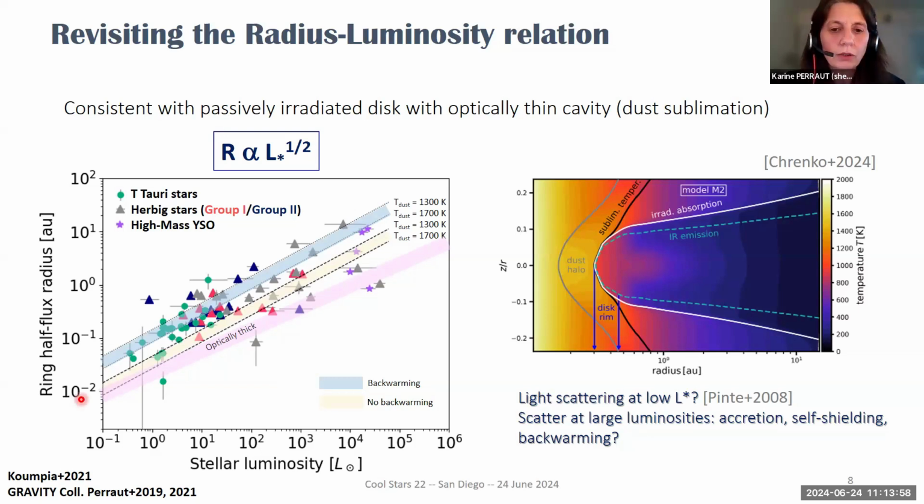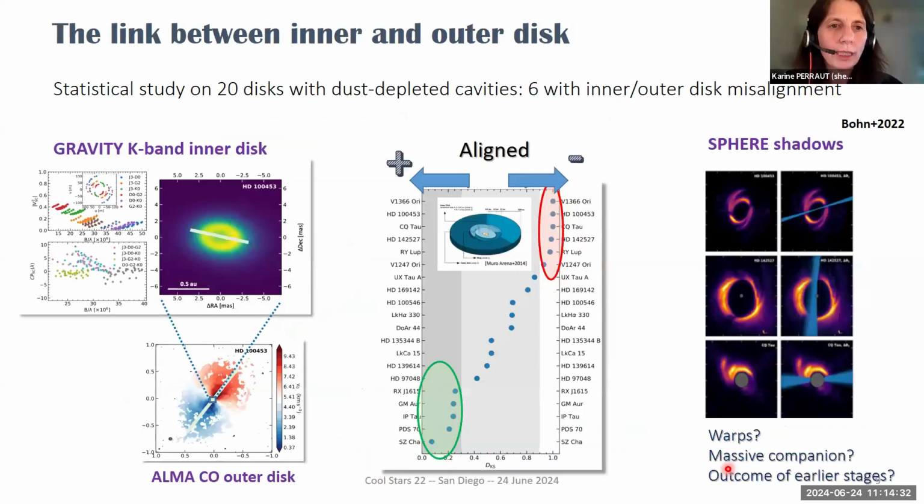But we see also some scatter at large luminosity that could be due to accretion, dust warming, or self-shielding. And we also have to take into account light scattering at low luminosity. The interest of these measurements is that we can use them to test different advanced models of the inner rim, such as those that are depicted here. We can also use our data to link the inner and the outer parts of the disk.